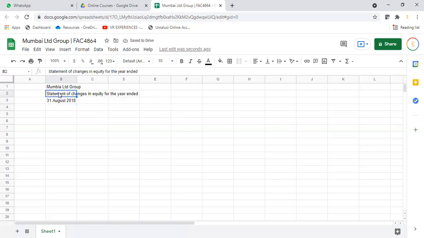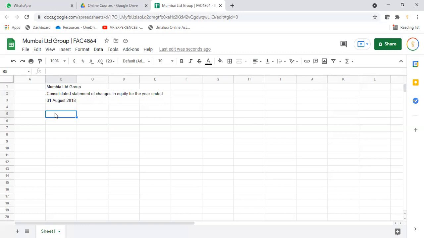Now remember, we're busy with groups, so it is not just statement of changes in equity. It is consolidated statement of changes in equity. I didn't want to put in the word consolidated first. I first wanted to show you this statement, but then I'm bringing it to your attention that we're busy with groups. So therefore, we need to put in the term consolidated. Okay, so that is your 1 mark or your half mark.